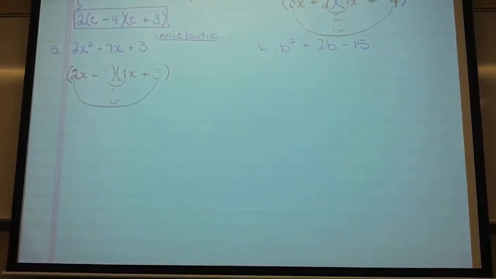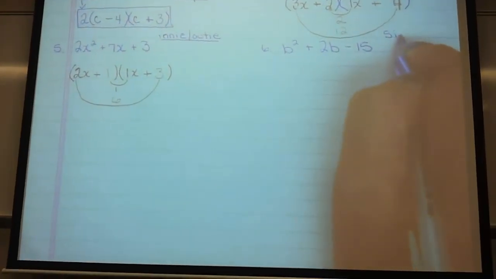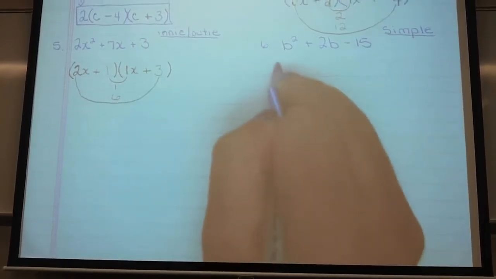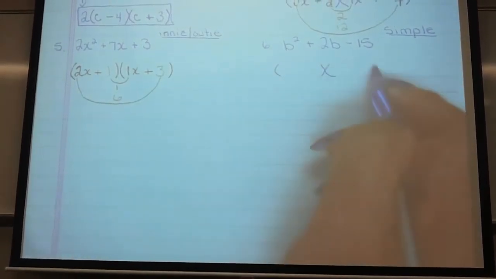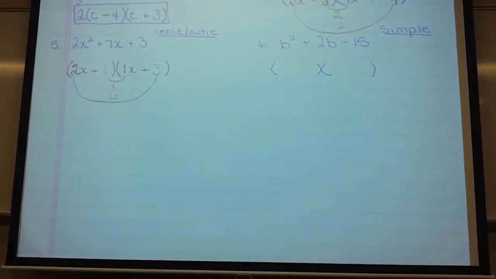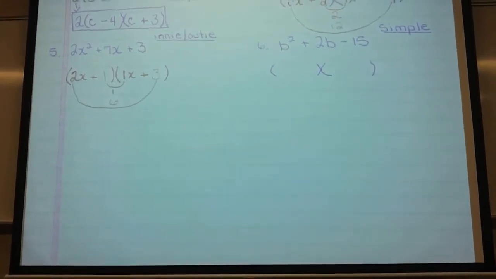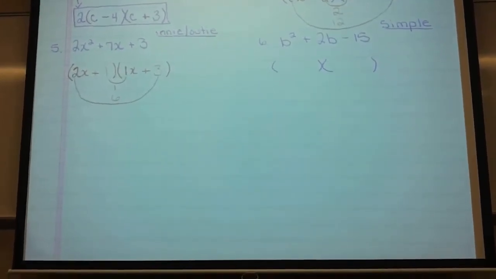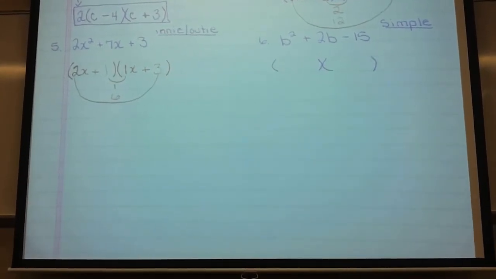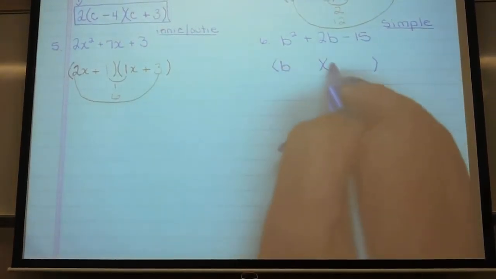What kind of factoring is this one? Simple. And there's nothing I can take out. So it is simple. Okay, so that's... Should have had at least this part, B and B.